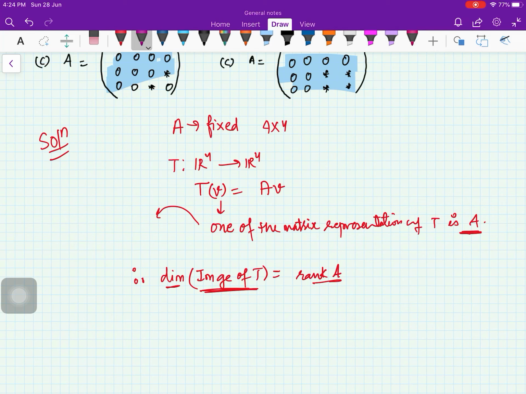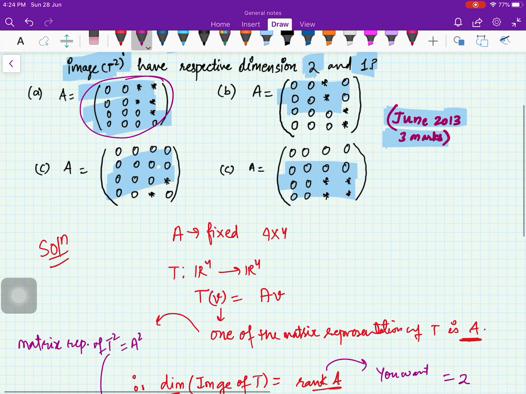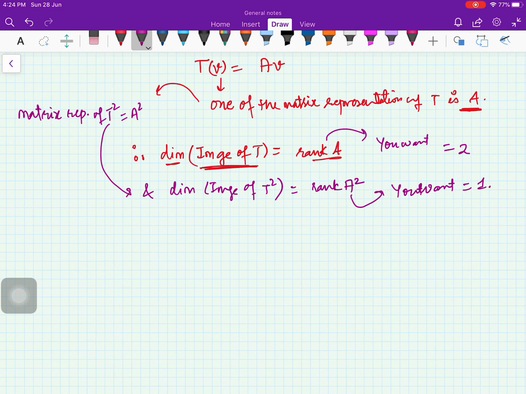Also, from here you can say that the matrix representation of T square is A square. That is also a result, and this implies the dimension of image of T square will be the rank of A square. Now you want the first to be equal to 2 and the second to be equal to 1. That's all you have to do. Just choose each option and then see the rank.